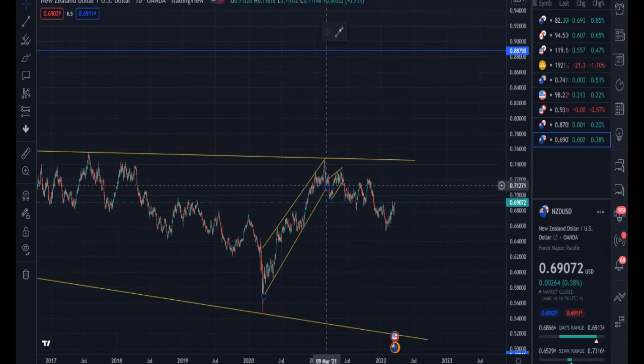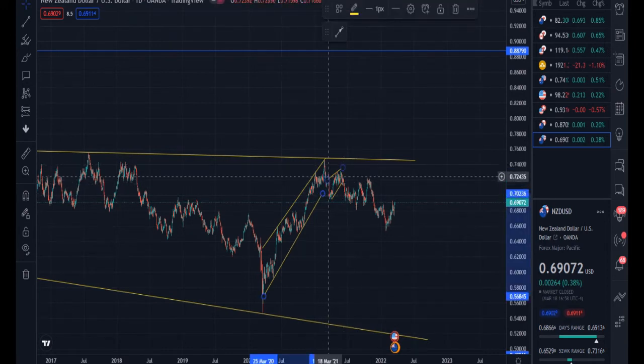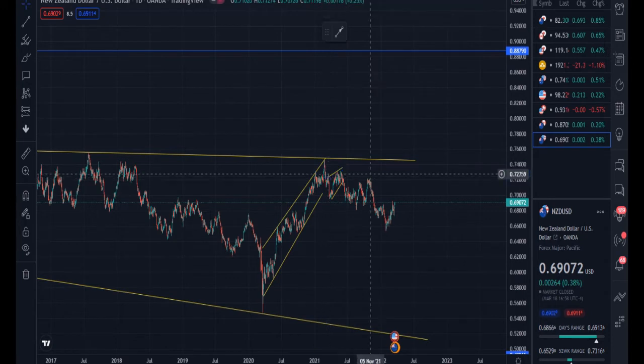I'm just drawing in the first flag like that. And then from there, what happened? It gave us another impulse and another correction. So this is a correction that I'm going to draw. So we have 1, 2, 3: impulse, correction, impulse.